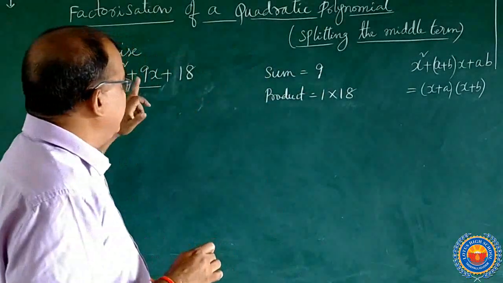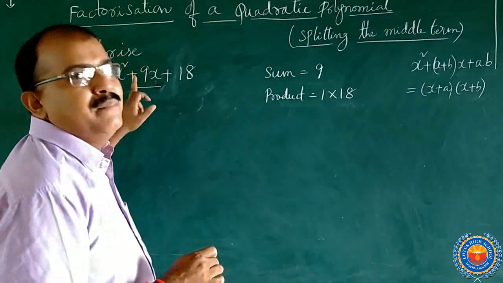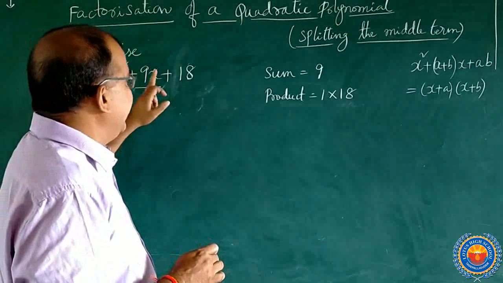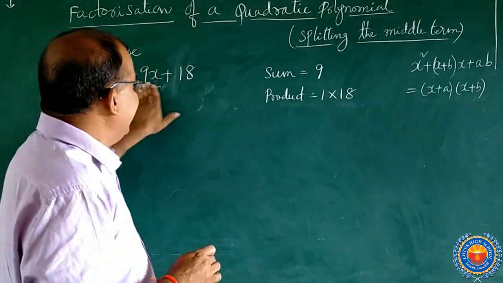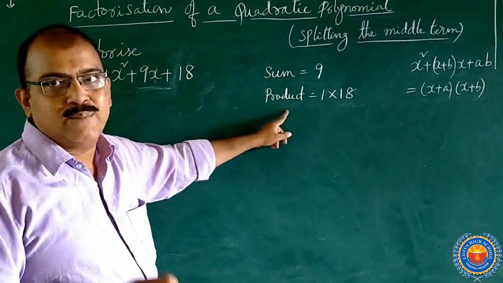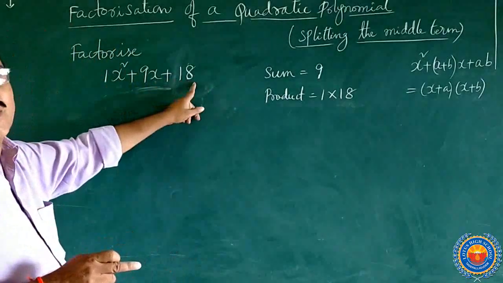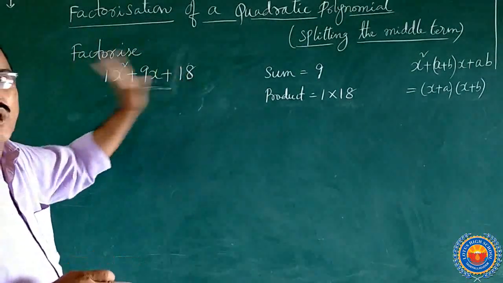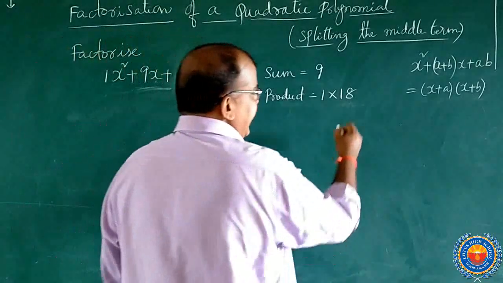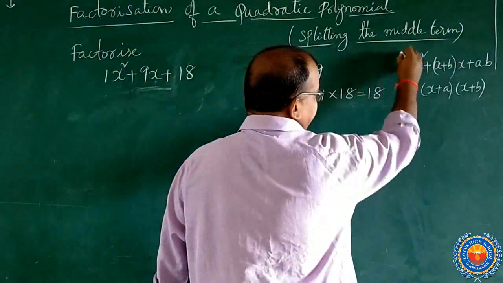The middle term. What is the middle term? The quotient is nothing but sum. What is the middle term? x. What is the quotient? 9. That is the sum. What is product? Product is nothing but the quotient of x square and the constant. Now 18, 1 into 18 is equal to 18.